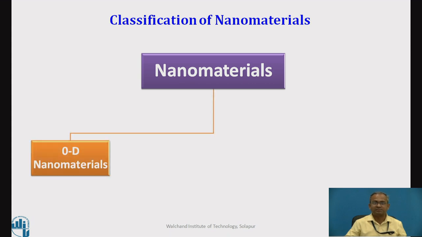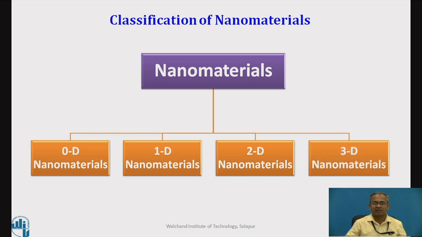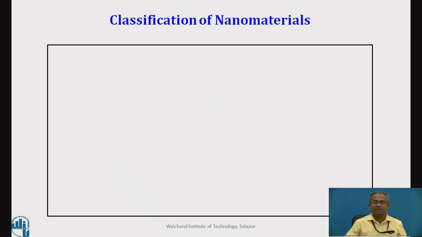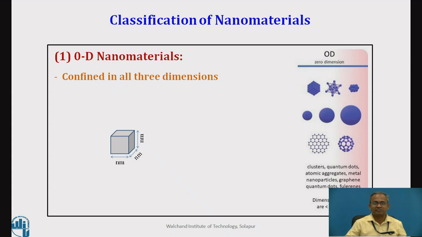zero-dimensional nanomaterials, one-dimensional nanomaterials, two-dimensional nanomaterials, and three-dimensional nanomaterials. Let us explore each category of nanomaterials with different examples. The first category of nanomaterials is zero-dimensional nanomaterials. Zero-dimensional nanomaterials are the ones which are confined in all three dimensions.